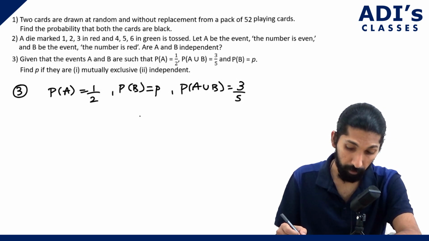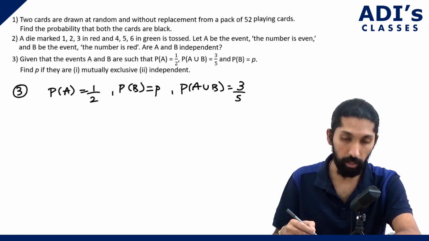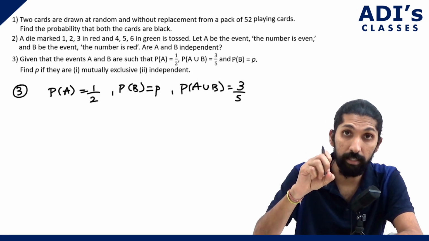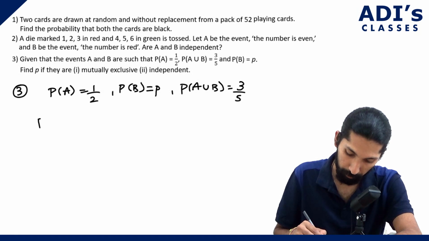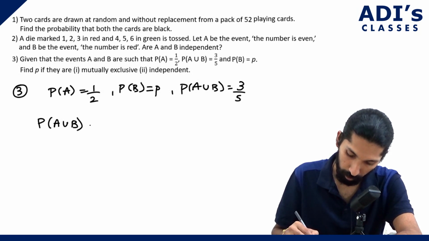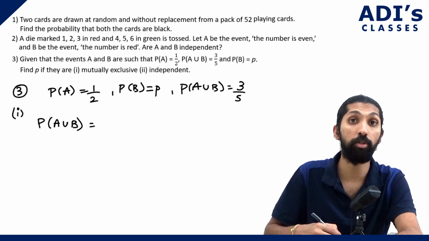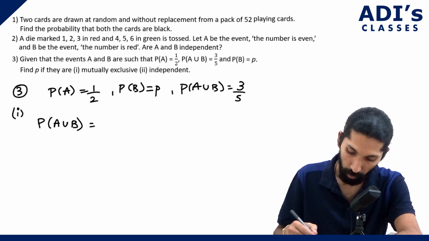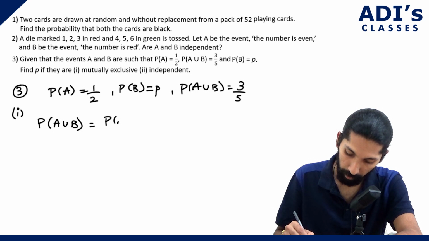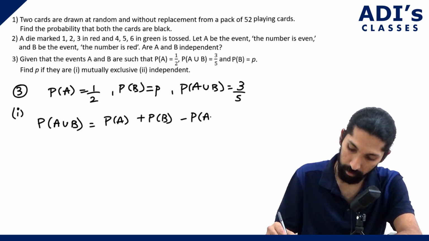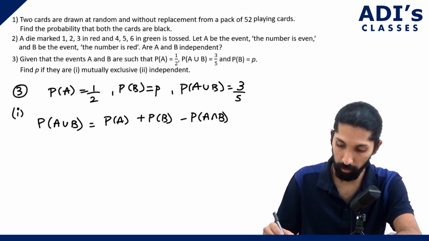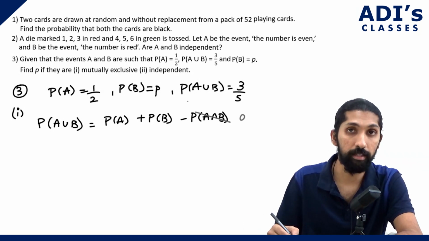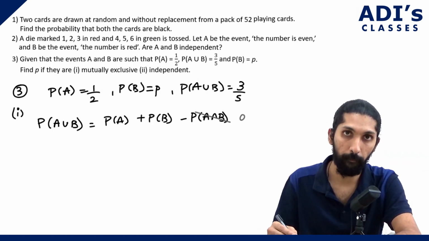Correct? Find P if they are mutually exclusive. Alright, if they are mutually exclusive, then the intersection is 0, correct? So we can say that P of A union B is equal to, okay, I'm doing the first subquestion, that is the mutually exclusive part. P of A union B is equal to P of A plus P of B minus P of A intersection B, correct? Now, what we do know is that this value is going to be 0 because A intersection B is a null set for mutually exclusive.